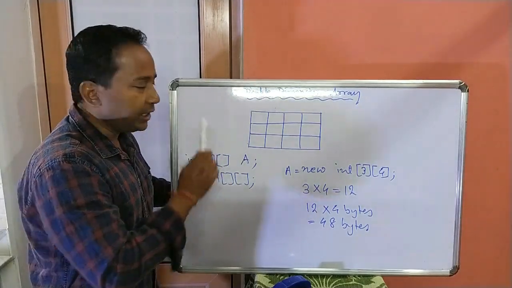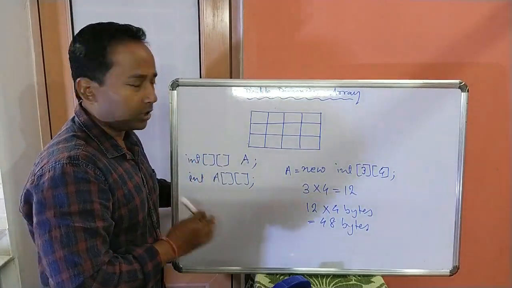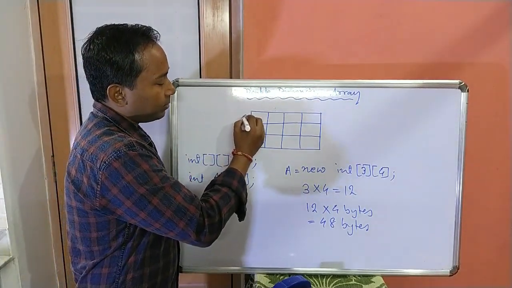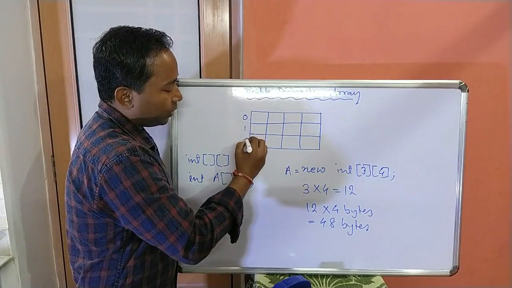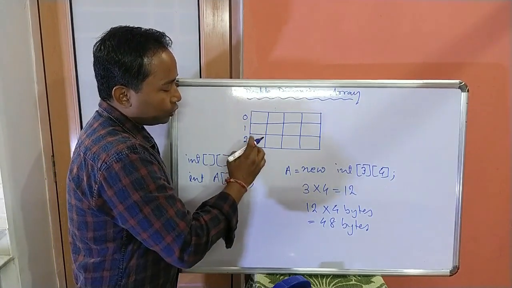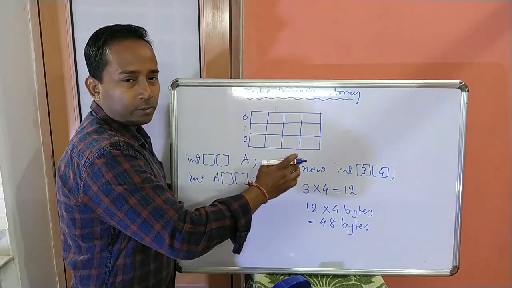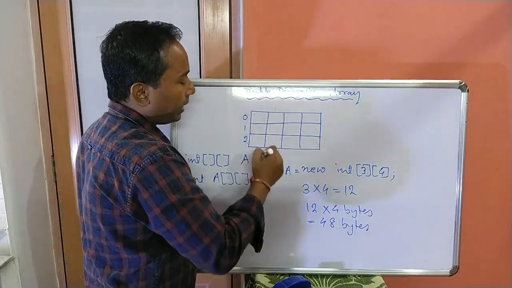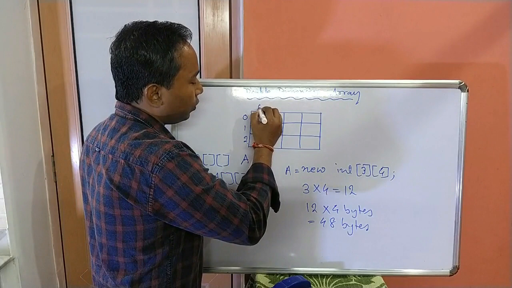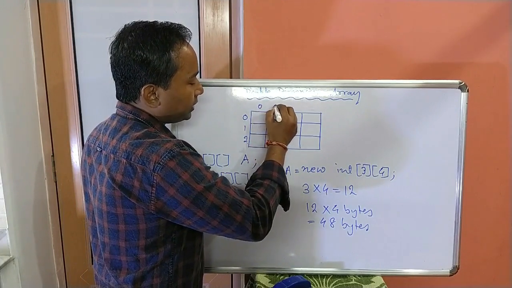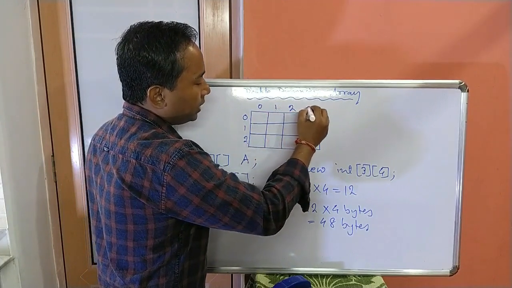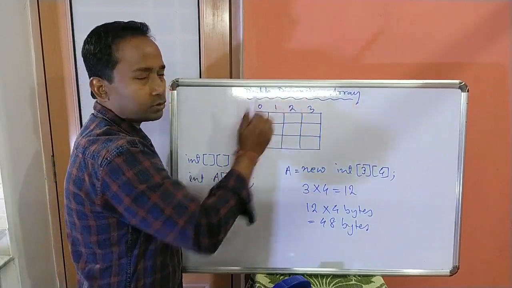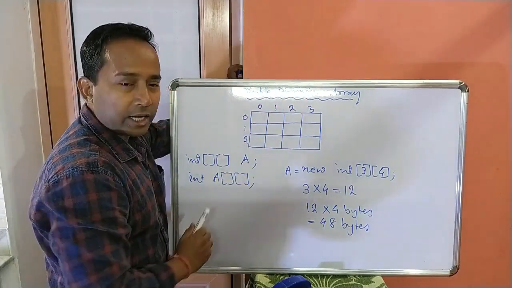In double dimension array, each row and column they have their index number. So index numbers always start with 0 in case of array. So first row's index number is 0, second row's index number is 1, and third row's index number is 2. So the index number of last row is total number of rows minus 1. 1, 2, 3 rows, minus 1 for 2. And here also index number will start with 0. First column's index number 0, then second column index number 1, then 2, then 3. So the index number of last column is total number of columns minus 1, 4 minus 1 for 3. So this is runtime initialization.